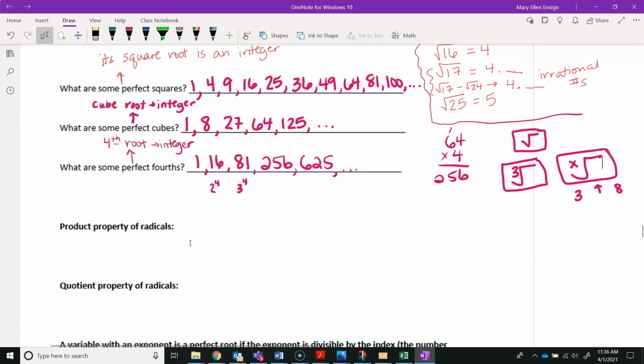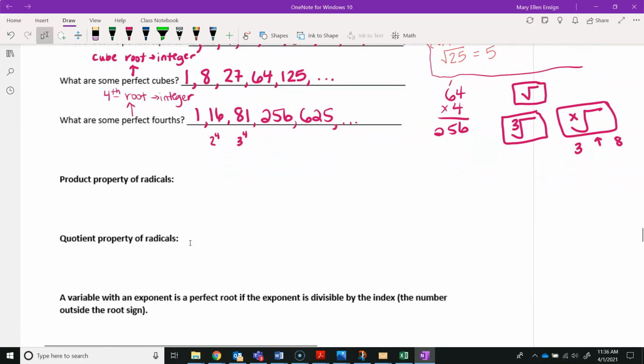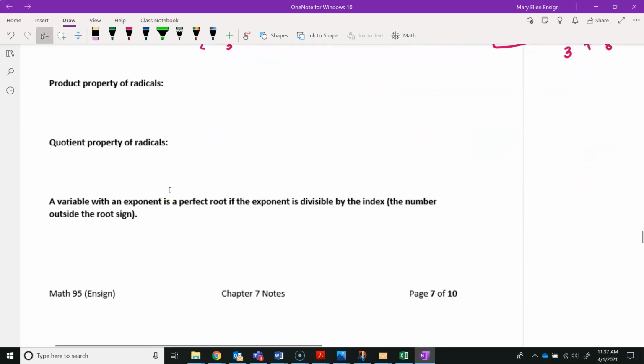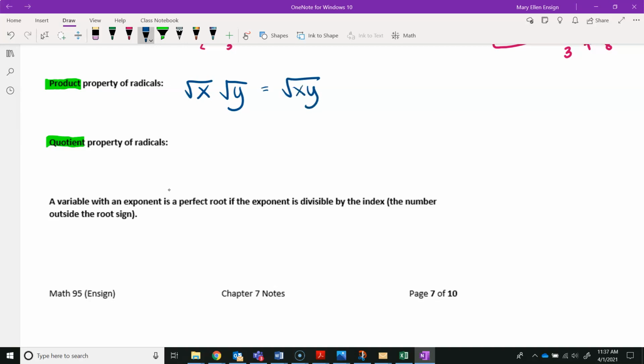Okay, so we're going through a couple things here that kind of seem unrelated, but then we'll bring them all together with our examples. So the next two things we want to talk about are the product property of radicals and the quotient property. So we know those words, right? The product means we multiply, the quotient means we divide. So this is really simple. All it's saying is that if I have two roots, two radicals, and they're being multiplied, I can multiply those things under one radical.